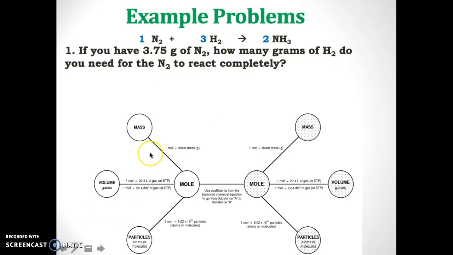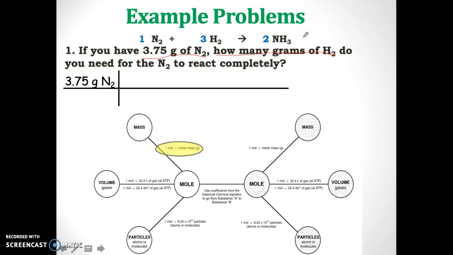So, here's example 1. Our balanced chemical equation is right here. Our starting point is going to be the number that we are given. Okay, our starting point is going to be 3.75 grams of nitrogen. The question asks how many grams of hydrogen, so that's what we're going to. So we're going to start with 3.75 grams of nitrogen, and I want to go to grams of hydrogen. So I'm going to be going from grams of substance A, this is grams of nitrogen, my starting point, to grams of hydrogen. So if I use this map, I'm going to map it out. It's going to be 1, 2, 3 steps.